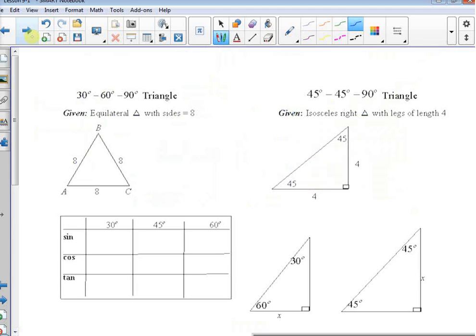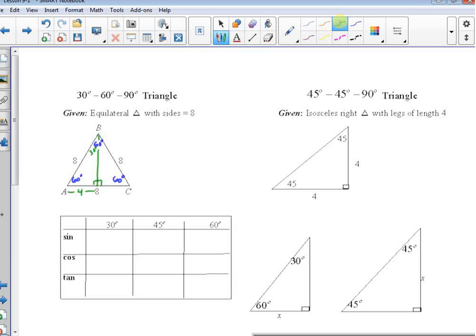All right, next page. We're going to be talking about a 30-60-90 triangle and a 45-45-90 triangle. If you think about a 30-60-90 triangle, let's take a look at the equilateral first. You should know that these angles are 60, 60, and 60 if it's equilateral. If I draw down an altitude, that turns into 90 degrees, and this angle in here should be 30 because it bisects that angle. And so this little length here should be 4.